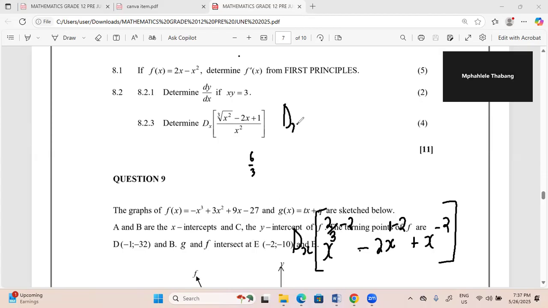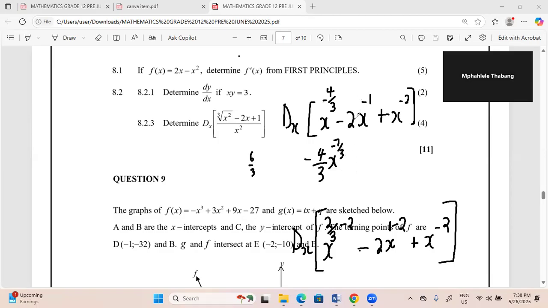So please confirm it. This is going to be x to the exponent negative 4 over 3 minus 2x to the exponent negative 1, 1 minus 2 is minus 1, plus x to the exponent negative 2. Now I can derive. When I derive, I'm going to say this is minus 4 over 3. Keep my variable x. I'm deriving the first term. Minus 4 over 3 minus 1. How much is minus 4 over 3 minus 1? I believe it's minus 7 over 3.